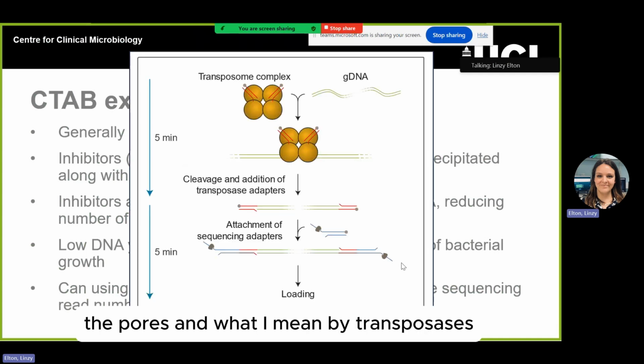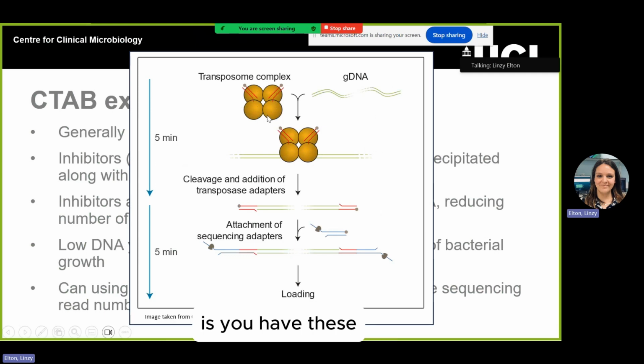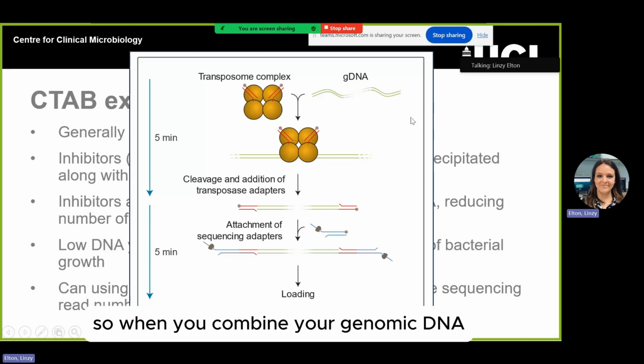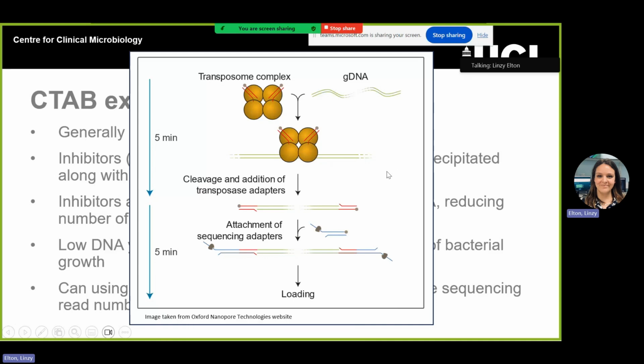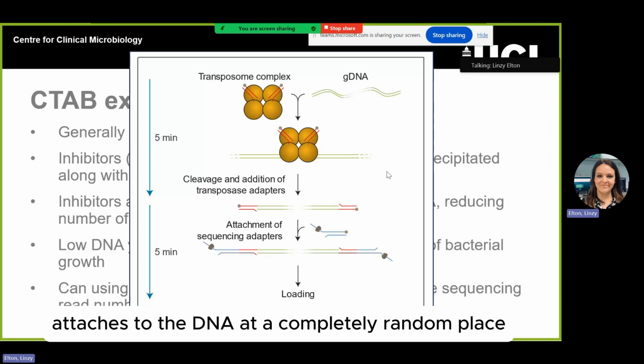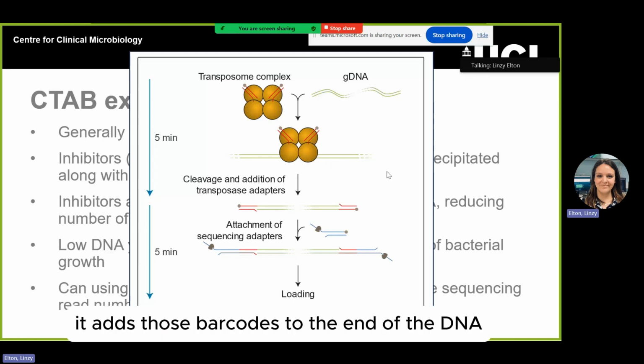And what I mean by transposase, the way the native DNA kit works is you have these orange balls, protein balls, and this comes in the kit, and they have these barcodes attached to them, the little red strands. So when you combine your genomic DNA with these transposases, what the transposase does is it goes along, attaches to the DNA at a completely random place, and then breaks it in half. And at the same time, it adds those barcodes to the end of the DNA.